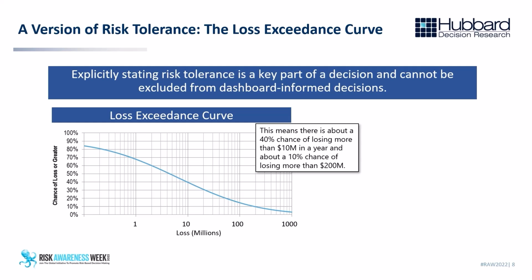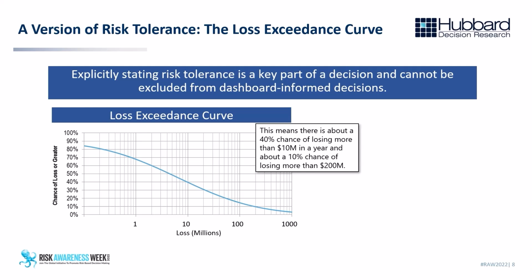This curve is a mathematically unambiguous way of expressing the risk that I have in a system. It shows the probability of losing more than X in a given period of time. The horizontal axis here is the log scale of a loss, and the vertical axis is the chance per year of losing more than that amount. In this particular curve in a hypothetical organization, we're showing a 40% chance of losing more than $10 million in a given year and a 10% chance of losing more than $200 million in a given year.